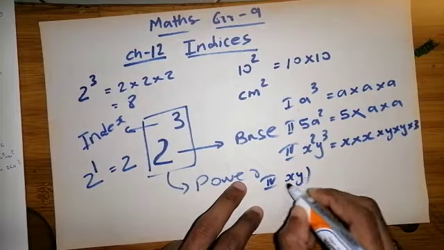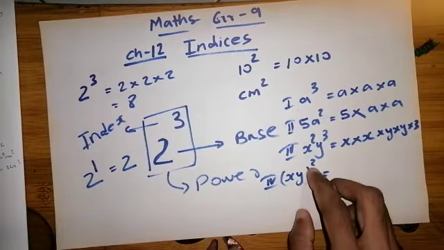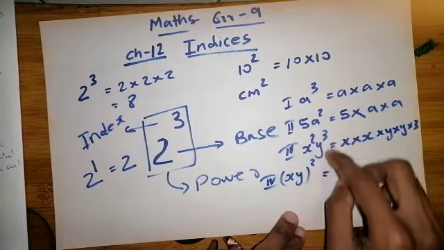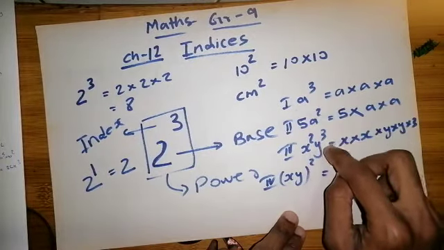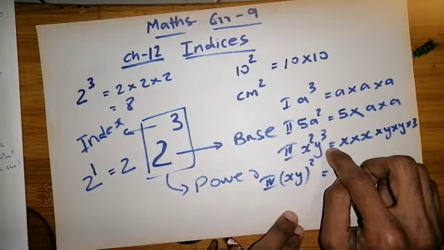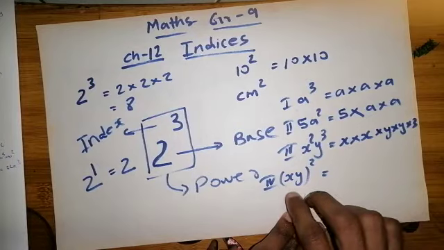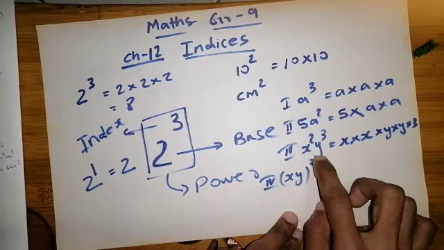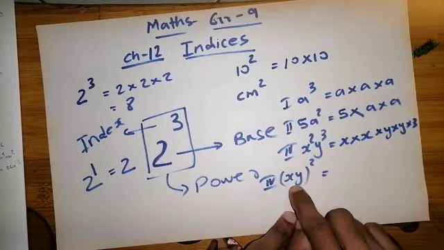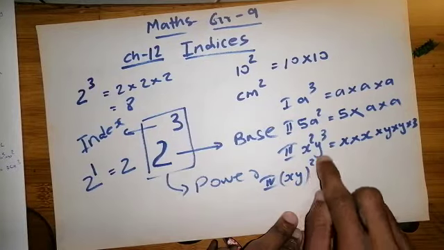x y all squared. In all three earlier examples, we had individual powers, individual indices. In this case, for x and y, the common index is 2. For x the power is 1, for y the power is 1, so altogether x and y have power 2.